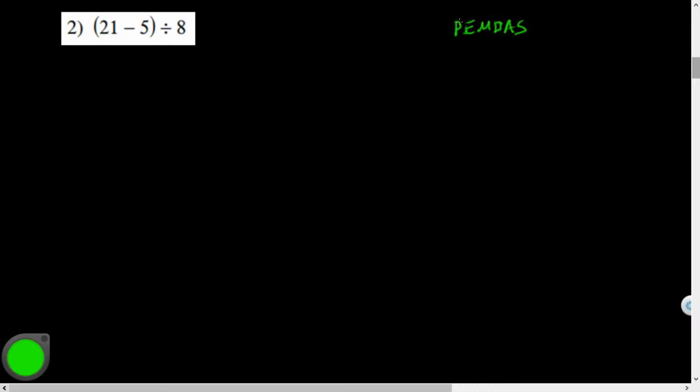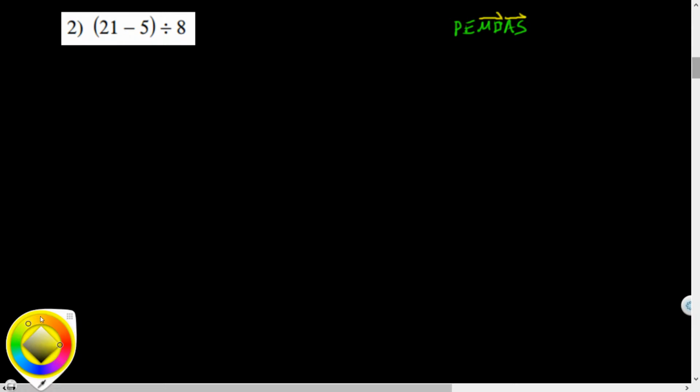P-E-M-D-A-S, which is parentheses or grouping symbols, exponents, including square roots or cubed roots and nth roots in there. But you don't have to worry about those things till later. Multiplication, division, addition, subtraction. One thing that is a potential error in interpreting PEMDAS is that multiplication and division can happen out of order depending on which is occurring first from left to right, and the same for addition subtraction. Sometimes subtraction can happen first if it's happening from left to right.